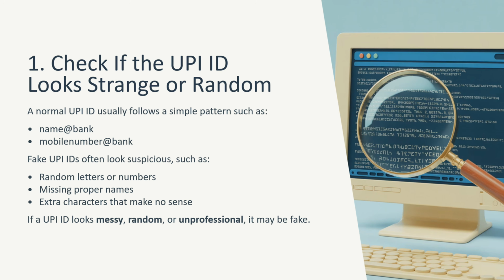You have to check if the UPI ID looks strange or random. Normal UPI IDs usually follow a simple pattern, such as name at bank name, or mobile number at bank name. Fake UPI IDs often look suspicious, like random letters or numbers, missing proper names, or extra characters that make no sense. If you see a UPI ID that looks messy, random, or unprofessional, it may be fake.